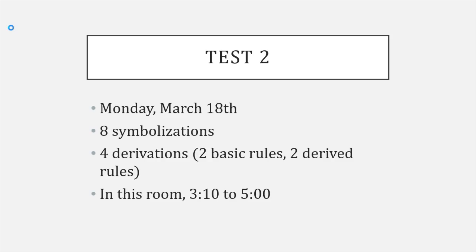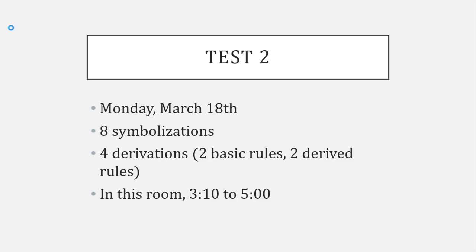Because I did this last time, I'm going to do it again because the recording failed. So for those of you at home, we're going to have this test in the regular room at the regular time. So the regular classroom from 3:10 until 5 p.m. So it's an hour and 50 minutes. It's going to consist of the following elements: 8 symbolizations and 4 derivations. 2 of them basic rules, 2 of them derived rules. And just a reminder, in predicate logic, derived rules include all of the derived rules from sentential logic plus quantifier negation and alphabetic variance. So, any questions about that?